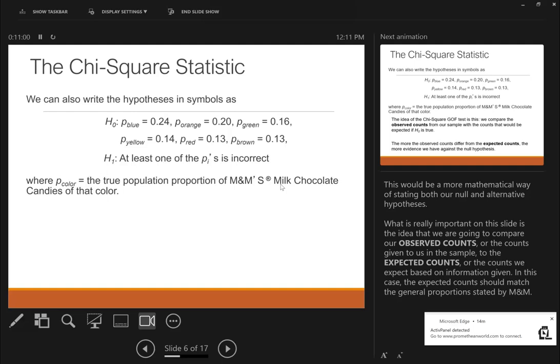Alternatively, you could write these hypotheses symbolically as well. If I wanted to do this symbolically, the null hypothesis is the probability of blue is 24, probability of orange is 20, the probability of green is 16, and so on and so forth. And the alternative is at least one of those probabilities is incorrect.